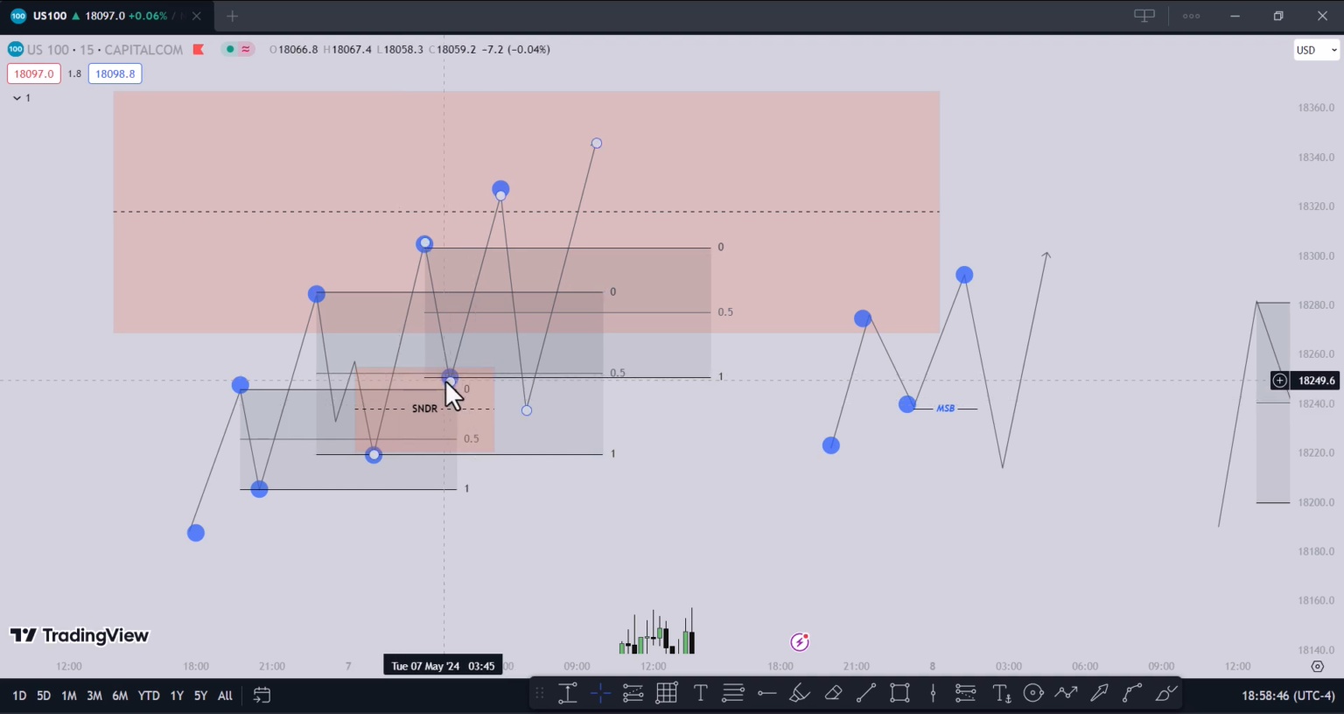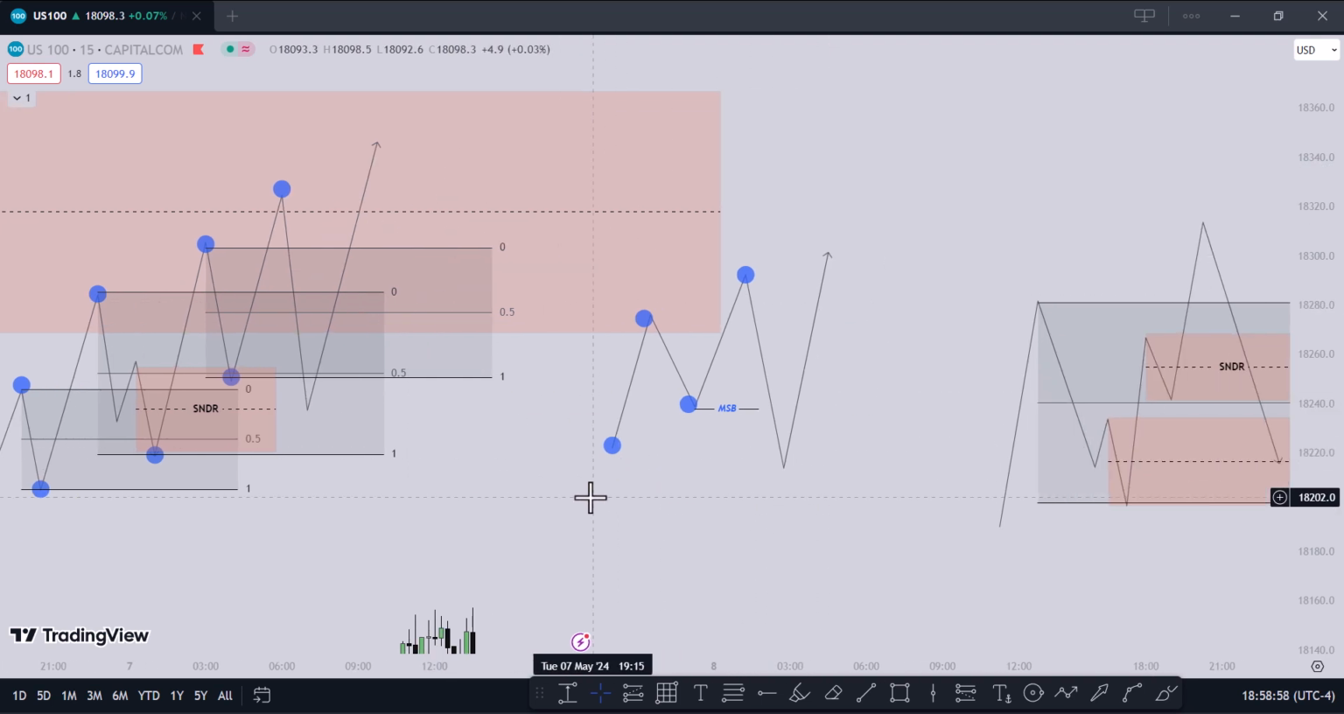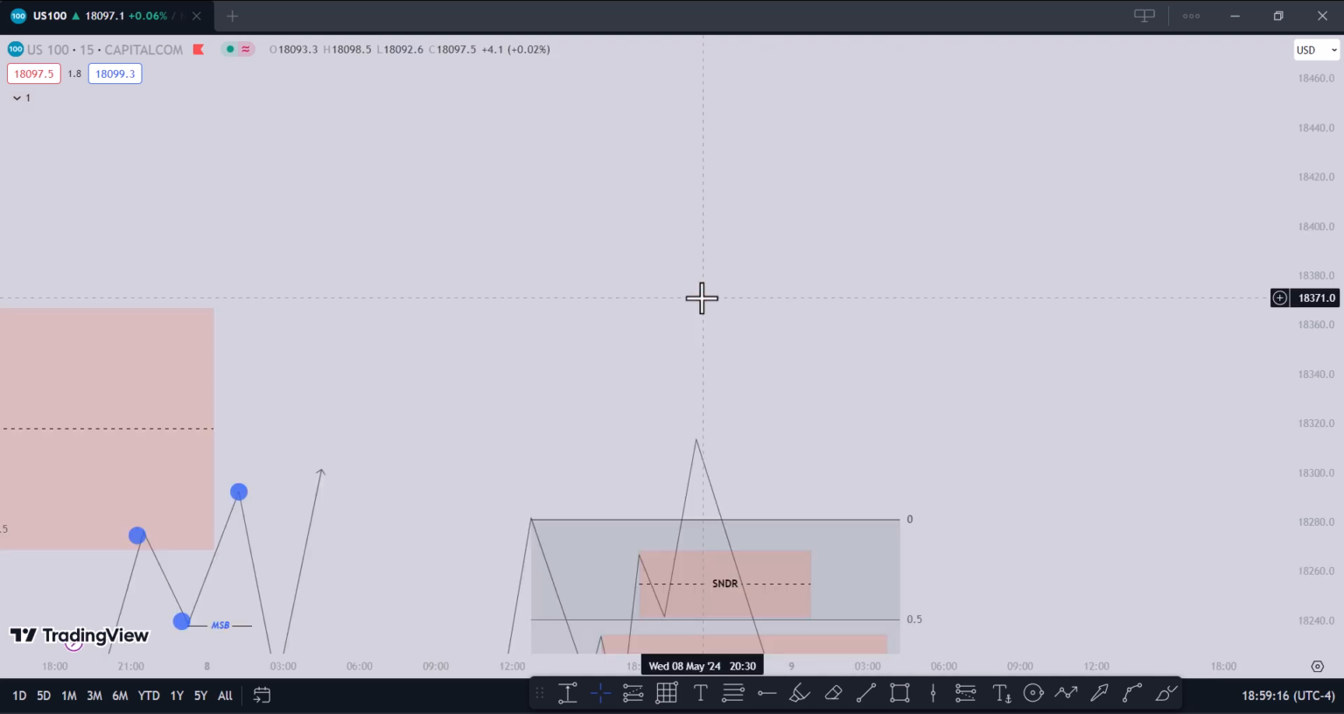Price broke this protected low, but it continued higher. So why did this happen, guys? Why do you think this happened? The concept that is going to help you avoid this and identify the real market structure shifts and the real change in the order flow is the double bottom and the double top scenario.